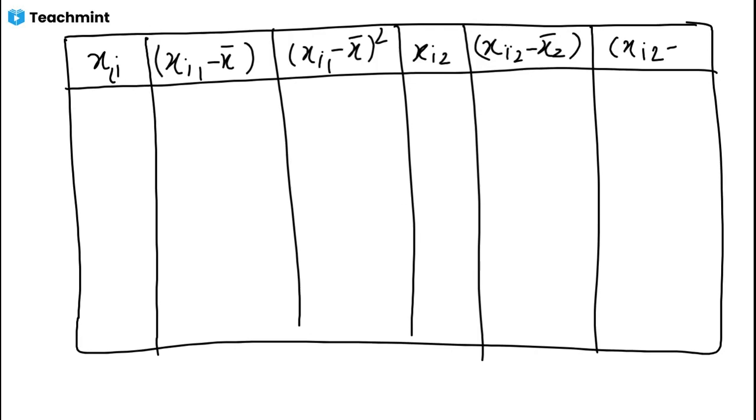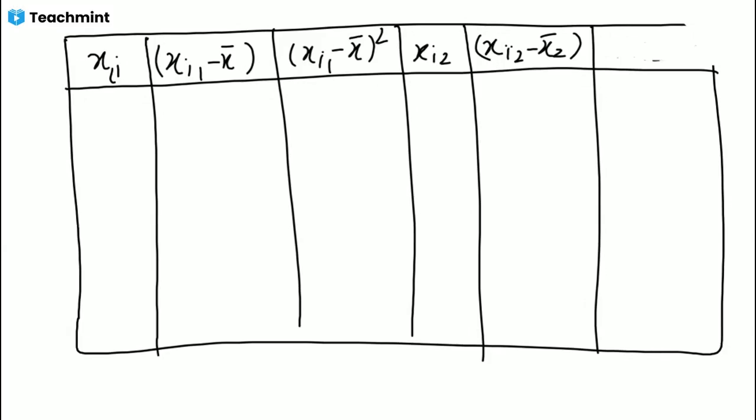Okay, the whiteboard is not allowing this on the right side. Let me write here, a little bit smaller. So xi2 minus x2 bar, whole squared.